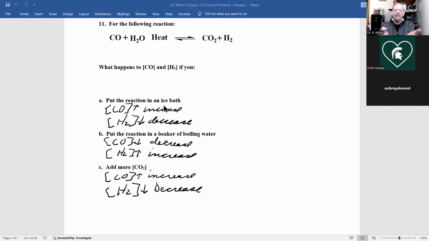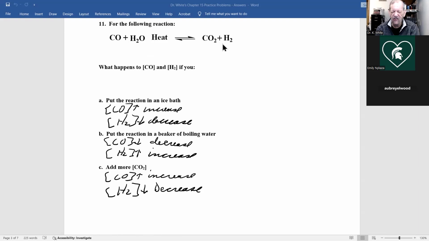Well, an ice bath removes heat. At equilibrium, there is a certain amount of heat. And now you've removed some. And the reaction says, oh no, we need to replace that heat. So how can it make heat? By reacting CO2 and hydrogen and going to the heat.